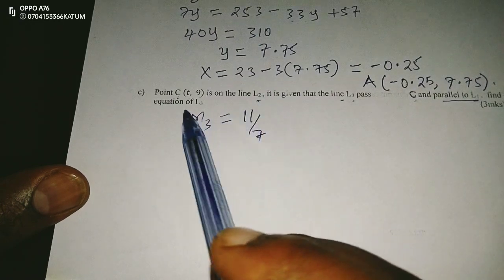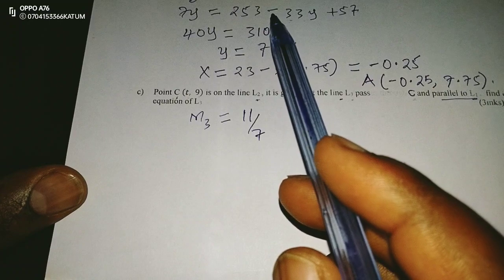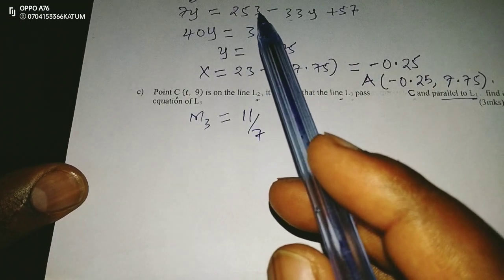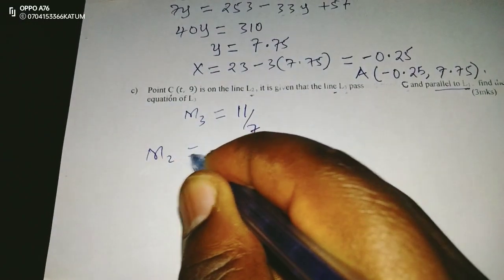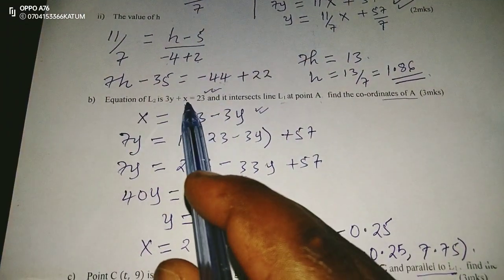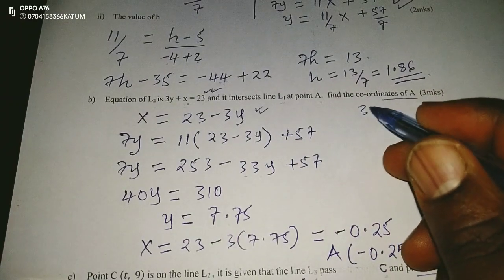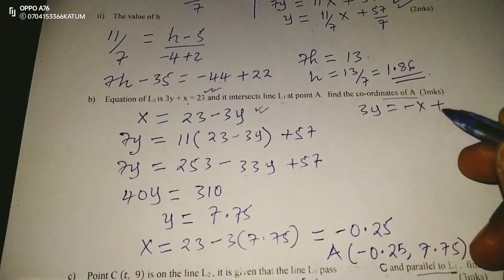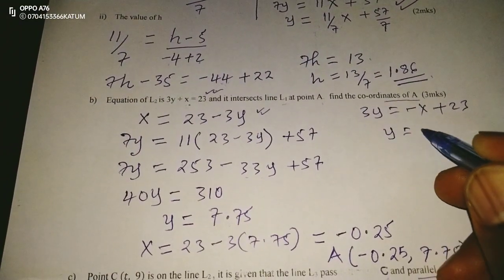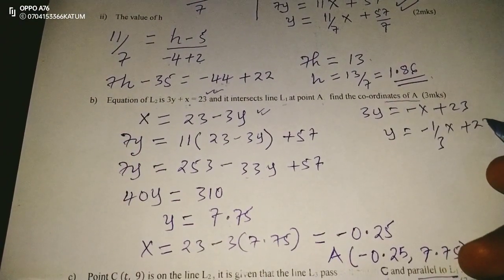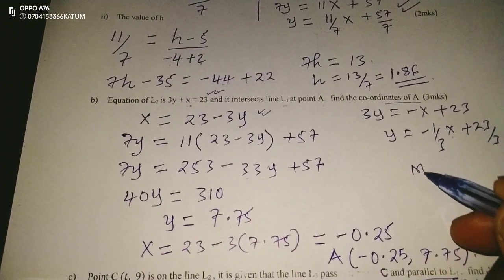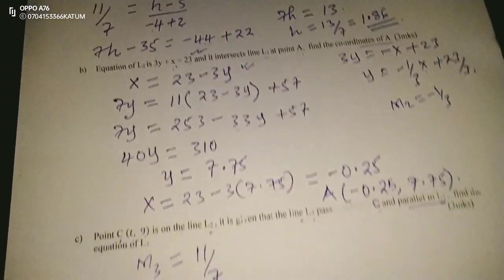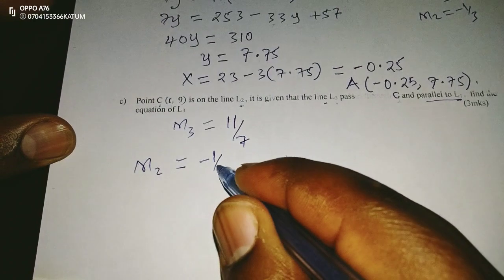All right. And now for L2, we have the equation, which means we can find the gradient. Because the equation is 3y plus x equals 23, we can have 3y equals negative x plus 23. So y becomes negative 1 over 3 x plus 23 out of 3. The gradient is the coefficient of x, so the gradient for line 2 is negative 1/3.